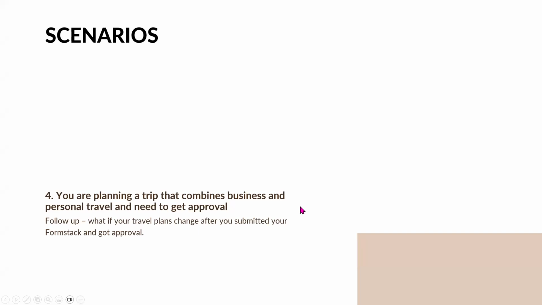So the next one, you're planning a trip that combines business and personal travel and need to get approval. So this would be in the travel and events section of the Formstack, and you are able to put in all these details about your trip. And let's say you fill out the Formstack, you get approval, but then your plans change. You're able to just respond to the email there. We won't have you refill out a form, but we have that all in our inbox from the Formstack form.